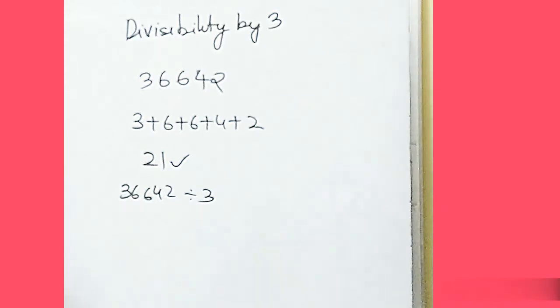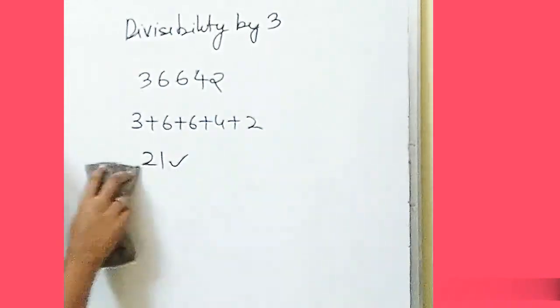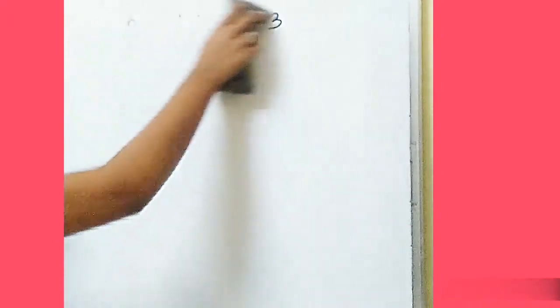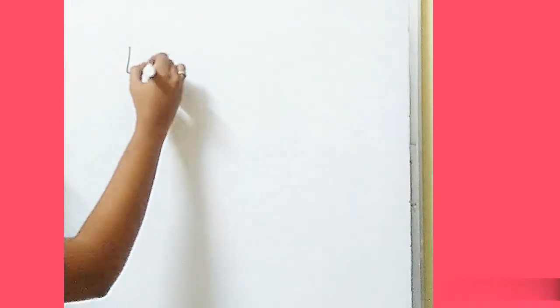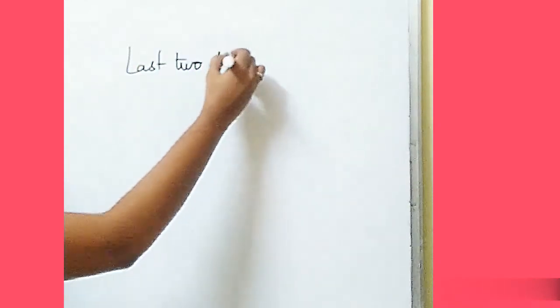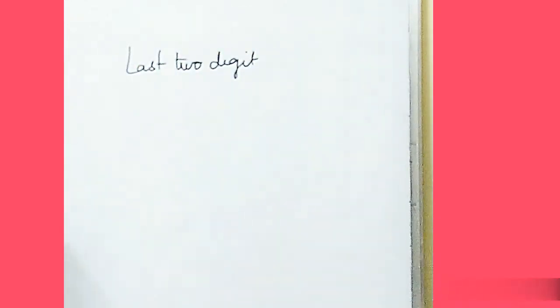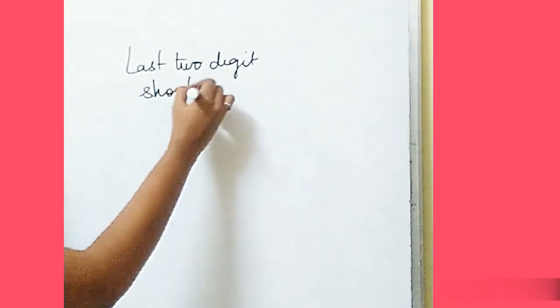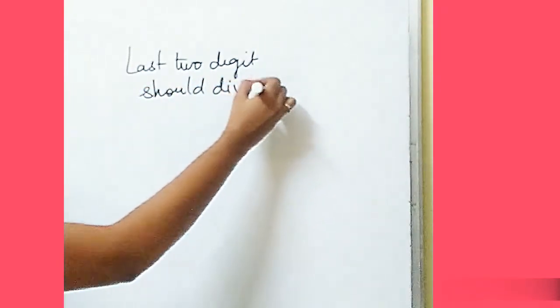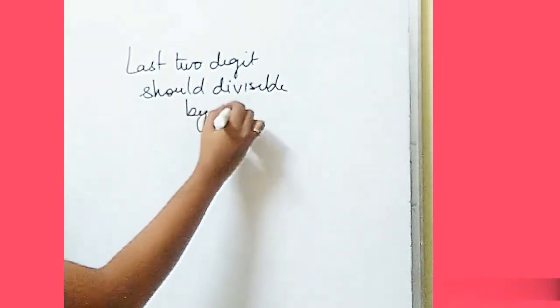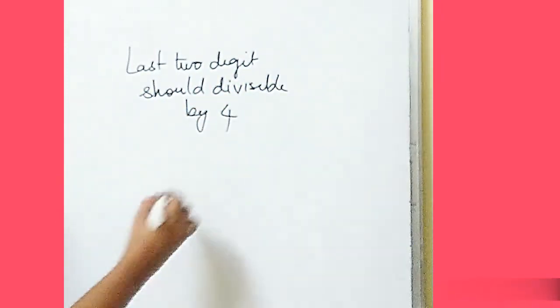Okay. Now we'll proceed with the next table. What is it? The 4 table. Okay, we are going to see the 4 table, student. Now what is the divisibility test for 4? It is that the last two digits should be divisible by 4.